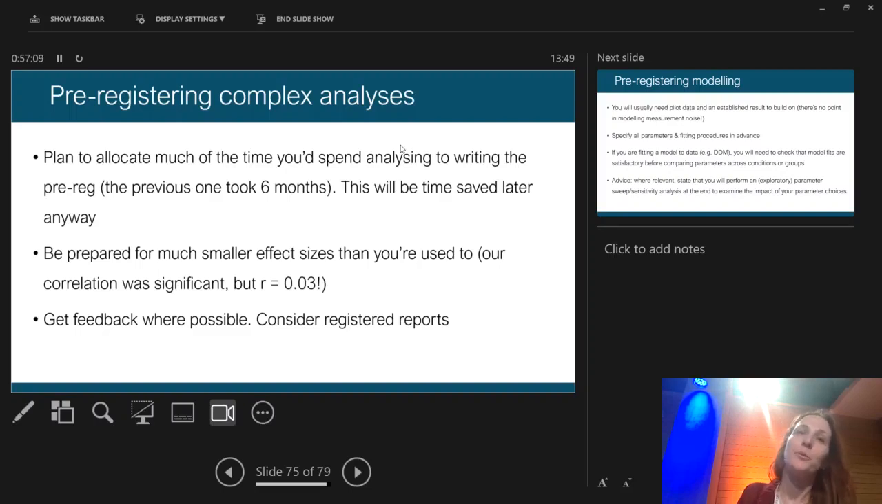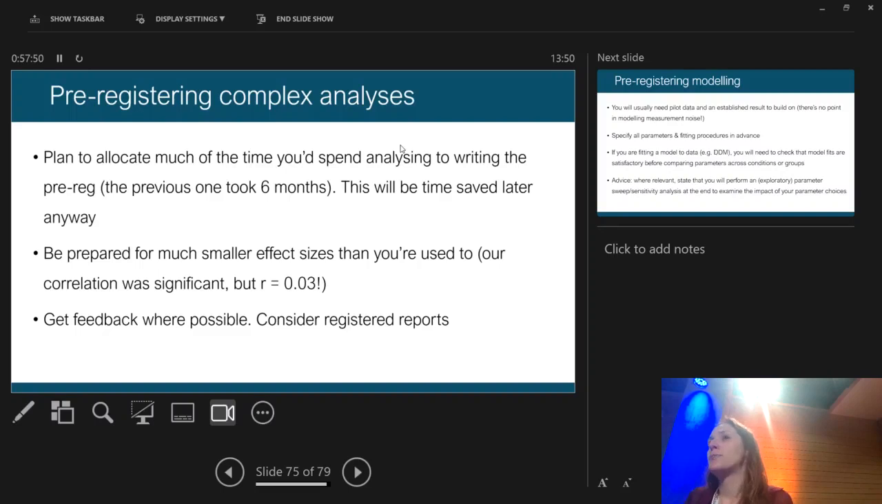And the parameters we chose for our model were poor, so we did a sensitivity analysis where we ran it over all sorts of different parameter choices, and we were in the wrong space. We were somewhere really suboptimal. That's all fine. It's all things that you just prepare for when you do the pre-registration. It's just you can be really confident that you haven't hacked your way around to get the answer. And then your effect size will be much less exciting than you're used to. That's okay. Make sure you get feedback wherever possible. Consider registered reports. It makes things much easier, not doing it yourself.